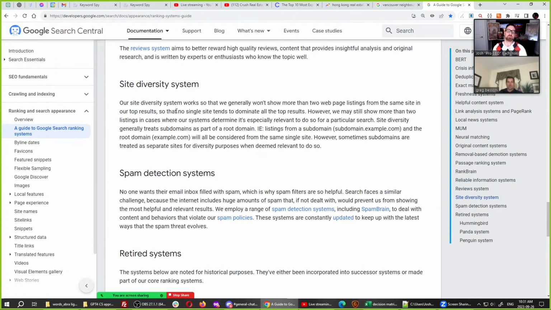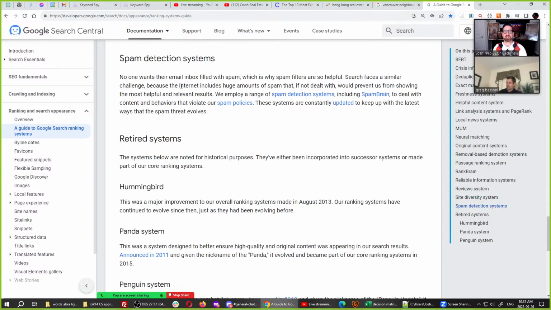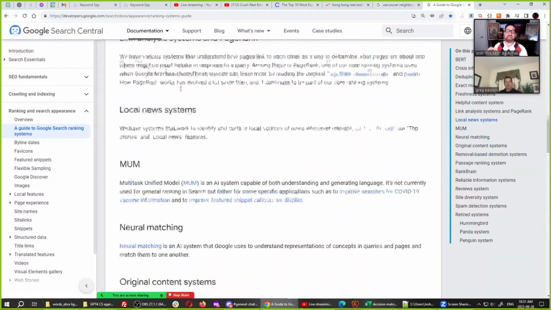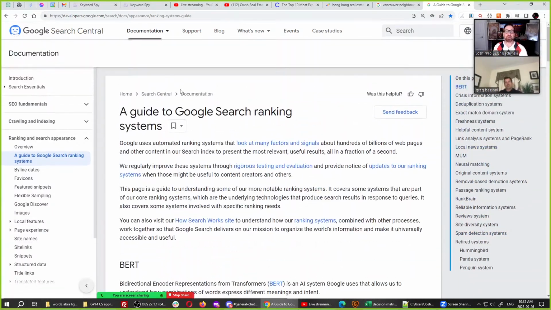Site diversity system, the Query Deserves Diversity algorithms. We are all over this, both in Keyword Spy and in Underground SEO University. The spam detection systems, we do know what the over-optimization systems are. And if you follow our guidelines, we do help you not actually be over-optimized. So we get like 8 out of 10 algorithms here. We're helping you with 10 out of 10 with the combination of Keyword Spy and SEO University. About 8 out of 10, which is Keyword Spy alone. What do the other systems have?